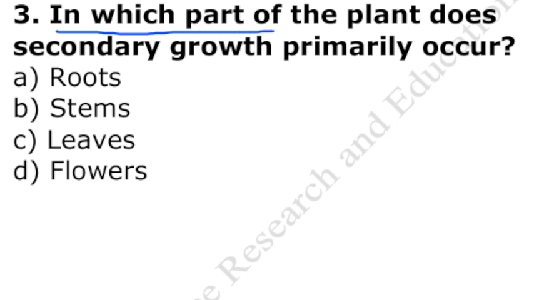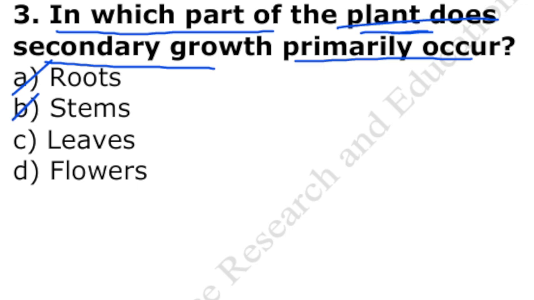In which part of the plant does secondary growth primarily occur? Root, stem, leaves, flowers. The secondary growth mainly occurs in the stem.